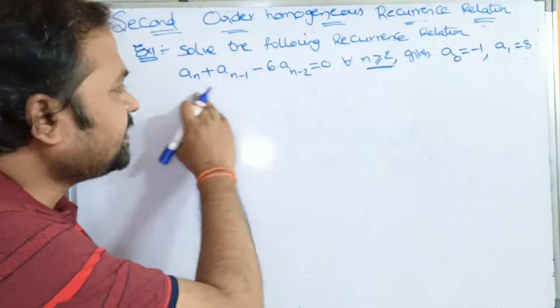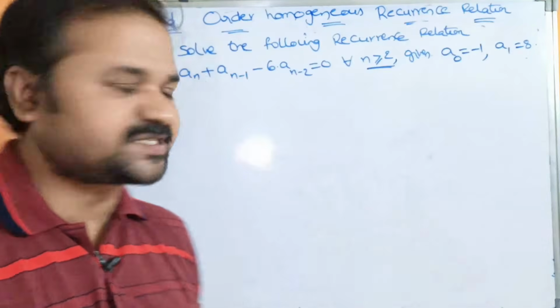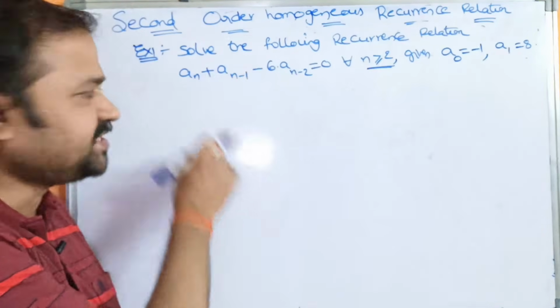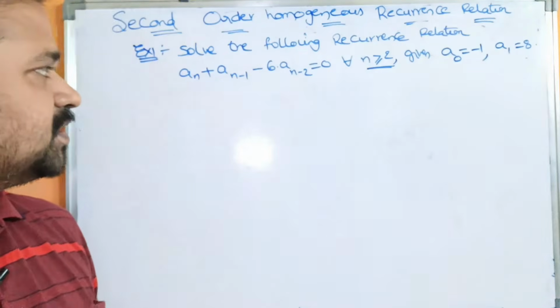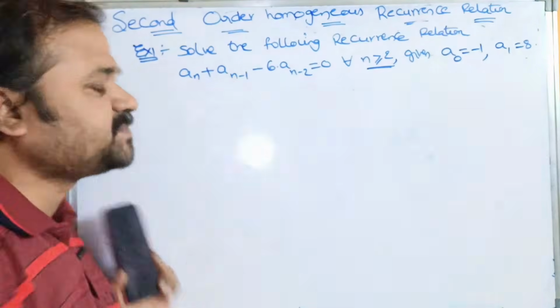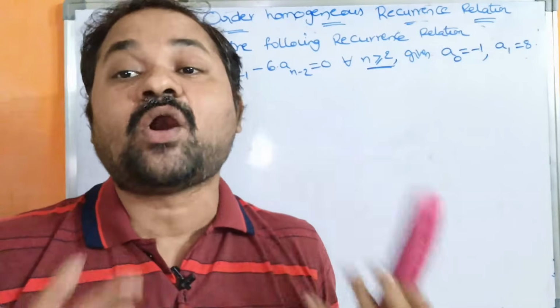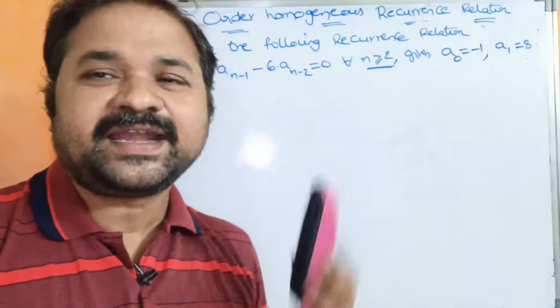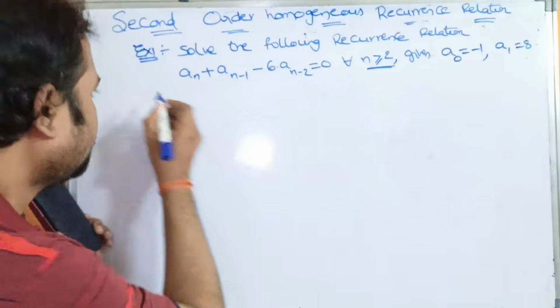Here second order means we must have 3 terms in the recurrence relation, such as an, an minus 1, an minus 2. So by observing these 3 terms, we can conclude that this recurrence relation is in second order homogeneous form. Let us see the second order homogeneous recurrence relation.